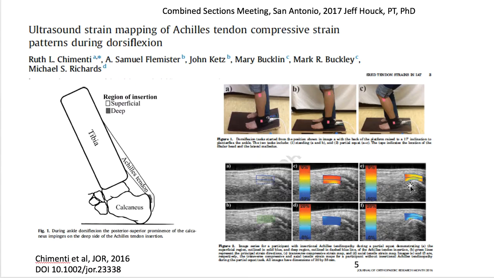And from that, elastography was used to define two regions of interest, a superficial and deep section of the tendon. And here we see the calcaneus shadow. So we're recording directly from the region of the tendon that's involved in IAT.